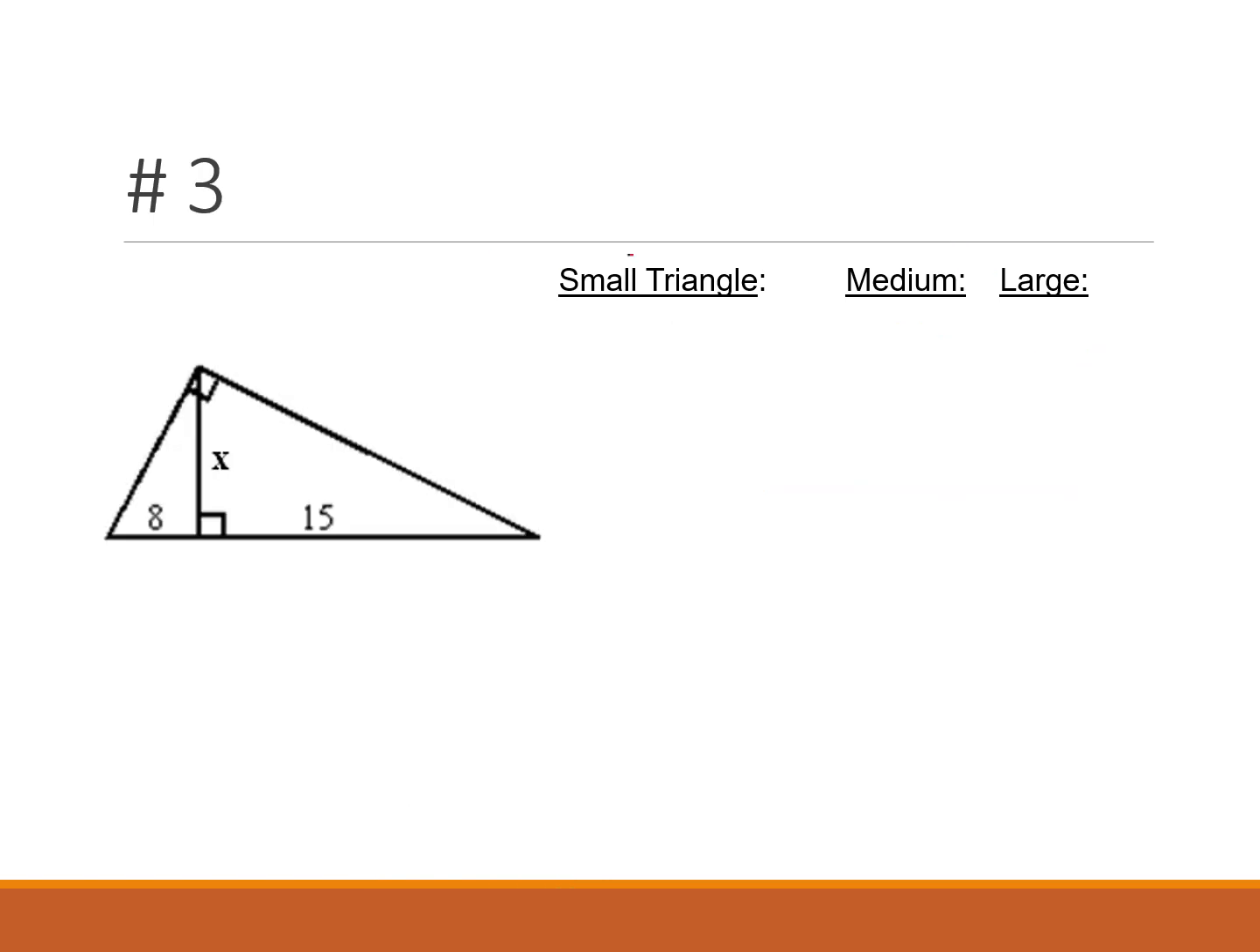All right, example 3 again. Let's set up our three different triangles. So the small triangle, it looks like I know that the short leg is 8 and the long leg is x. I don't know my hypotenuse. In the medium triangle, it looks like I know that my short leg is x, my long leg is 15, and I don't know my hypotenuse. And in the large triangle, I don't know short or long leg, but I do know that my hypotenuse would be 15 plus 8, so my hypotenuse would be 23.